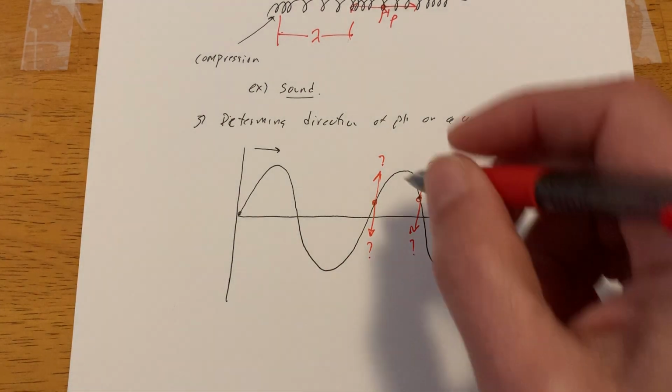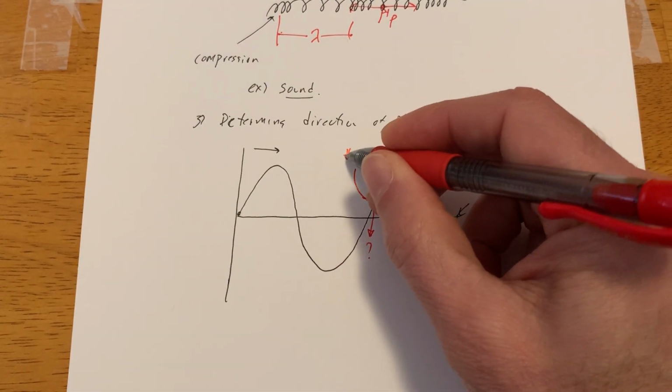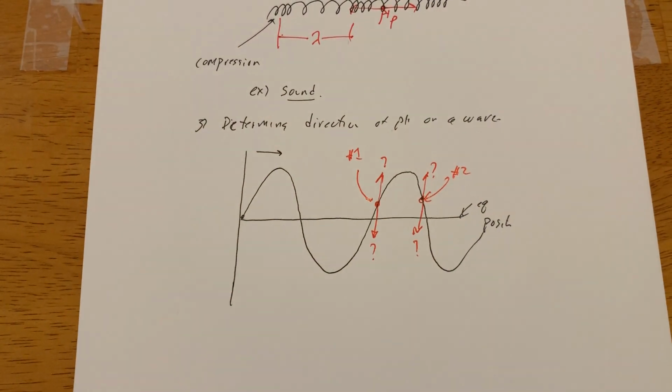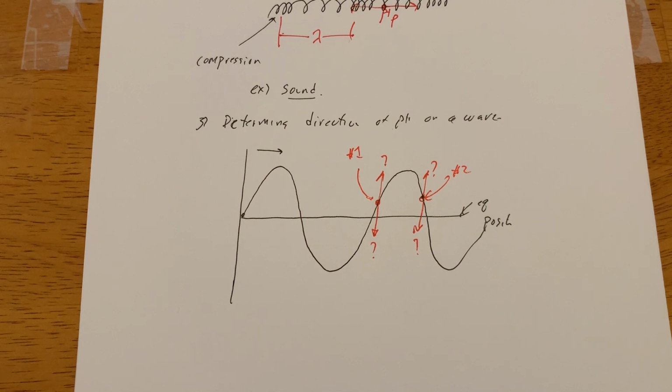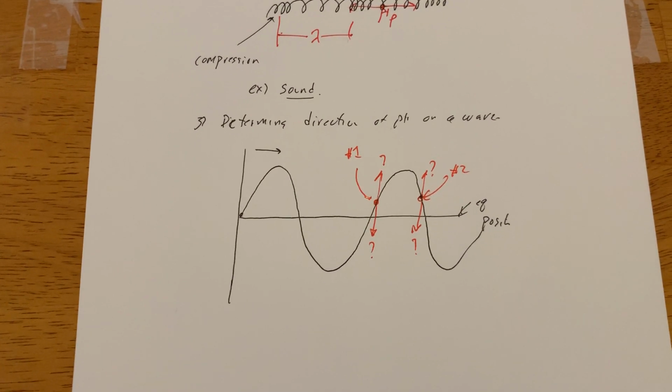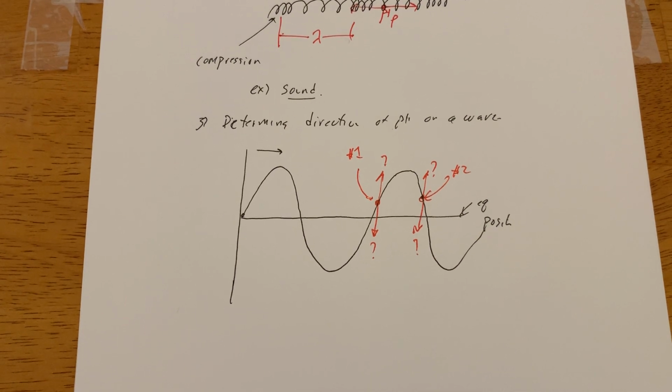And let's go back. Let's call this point number 1. Let's call that point number 2. All right, so the technique that I want to introduce you to, I know it's going to sound a little crazy here, but I want to draw where the wave is in the next instant in time.